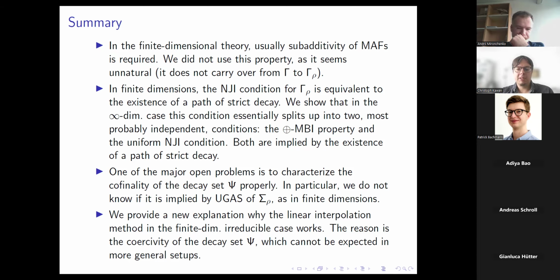And now the last comment, well, we also provided a new explanation why the linear interpolation method, which is used in the finite dimensional irreducible case, actually works there. And the reason is exactly the coercivity of the decay set psi, which we cannot expect to hold in any more general setups. In particular, for any type of infinite networks, I cannot see why this decay set should be coercive in the sense of my definition. Right, so we also shed more light on the results that are already known for finite networks, which is nice. So let me end here.